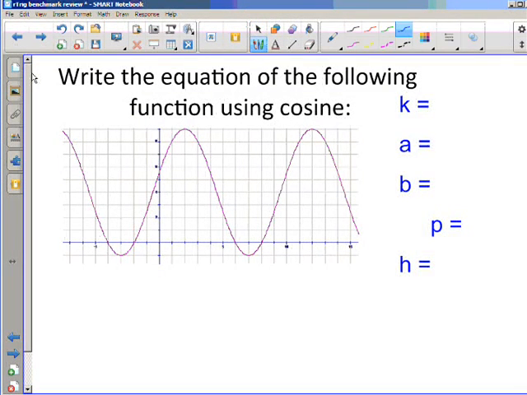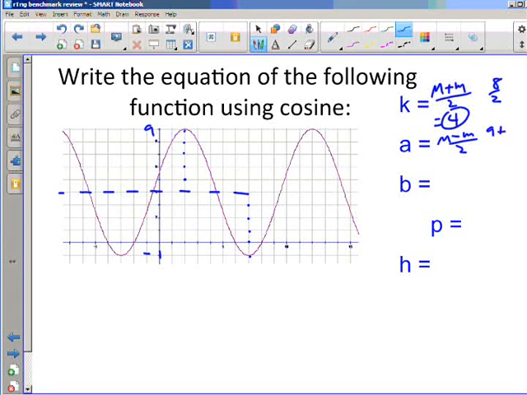And one of the ways to do the K, it's basically the average. So if we took the max plus the min and divided by 2, in this case, this is 9, and it goes down to negative 1. So 9 plus negative 1 is 8 over 2. My K is 4. The A is how far above and below. And we could count 1, 2, 3, 4, 5, and down 1, 2, 3, 4, 5. The other way to do it is the max minus the min over 2, which again would be 9 plus 1 over 2, or 5.